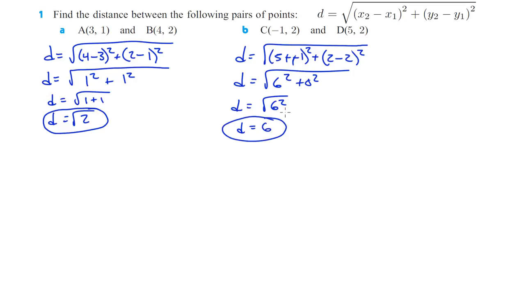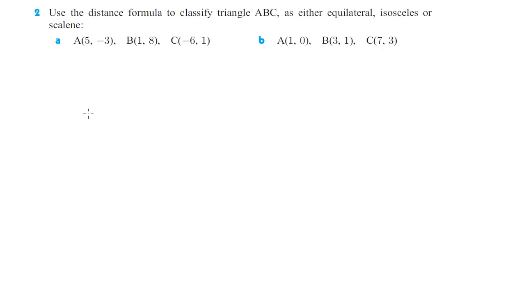You could have square root of 36, but that's a perfect square. So whenever you get the square root of a perfect square, you always want to take the square root of that perfect square to get your actual whole number answer there. All right? Okay, let's move on to the next one, which is number 2.